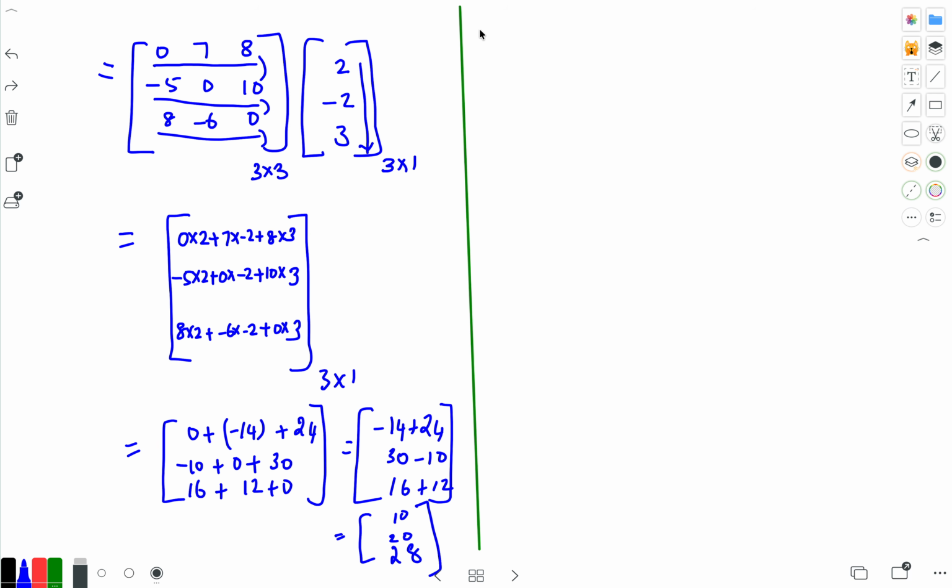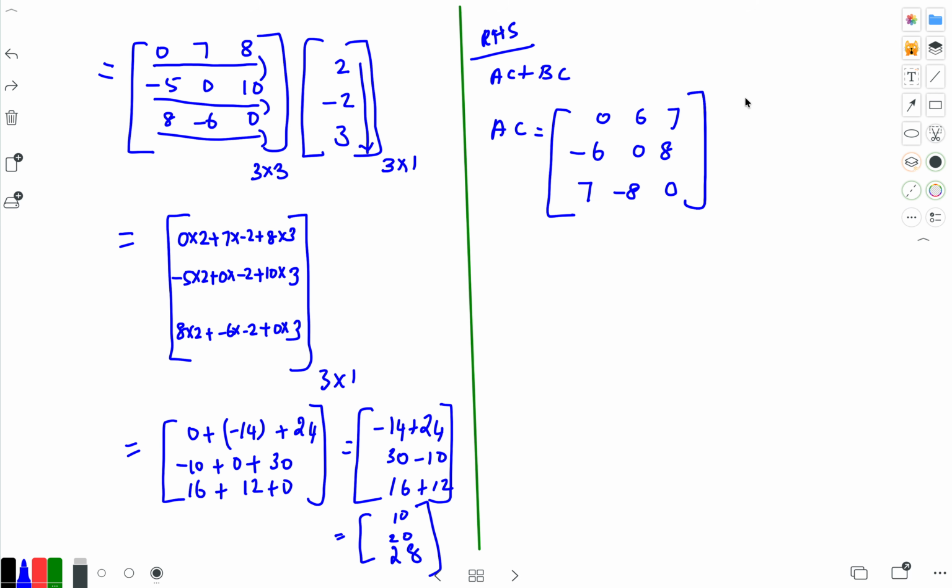Then let's find out the right hand side. Right hand side is AC plus BC. First let's find out AC. AC is 0, 6, 7, minus 6, 0, 8, 7, minus 8, 0 into C matrix, which is 2, minus 2, 3.